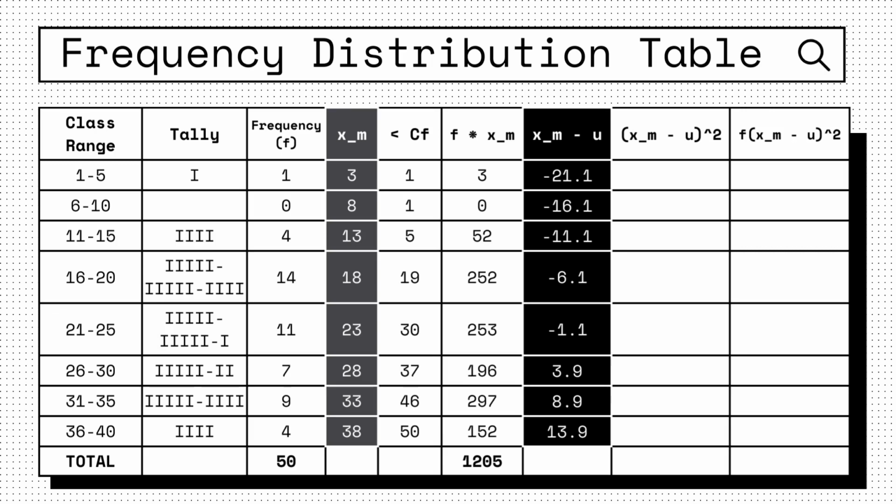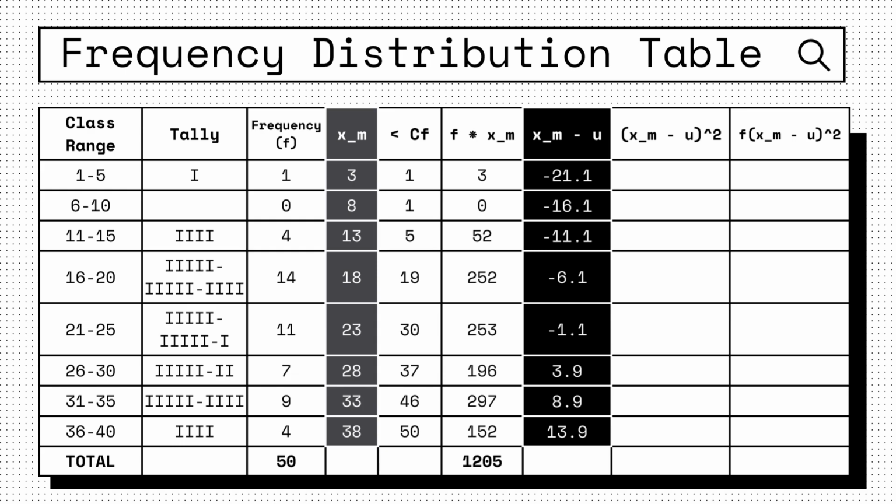Then for class range 6 to 10, we have 8 minus 24.1, which is equal to negative 16.1. For class range 11 to 15, we have 13 minus 24.1, which is equal to negative 11.1. For 16 to 20, we have 18 minus 24.1, which is equal to negative 6.1. For 21 to 25, we have 23 minus 24.1, which is equal to negative 1.1.